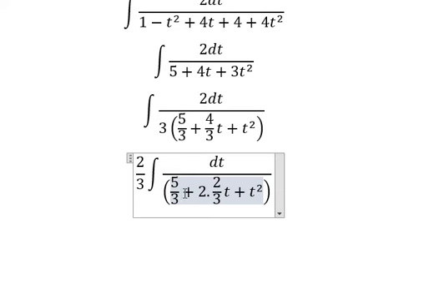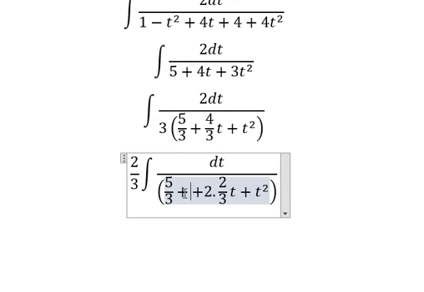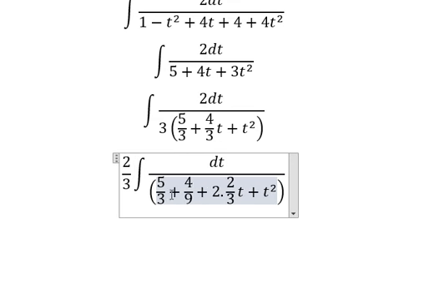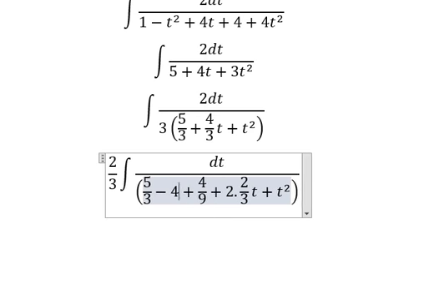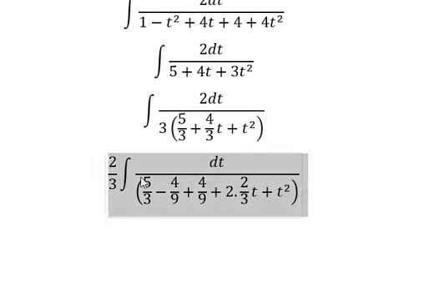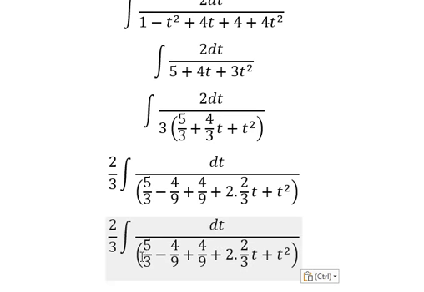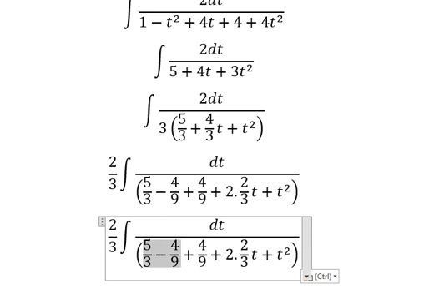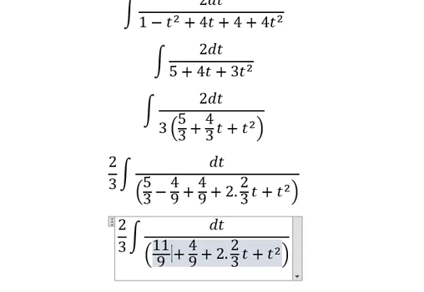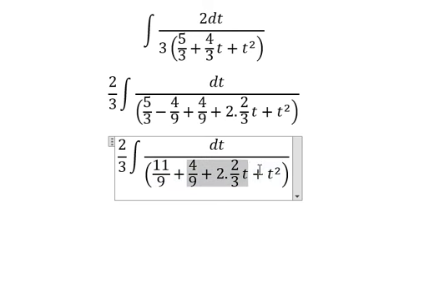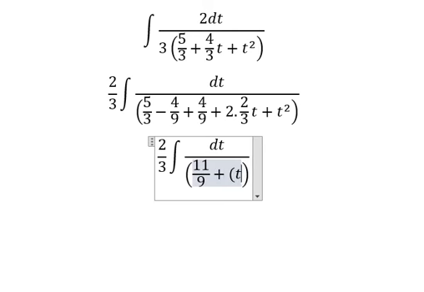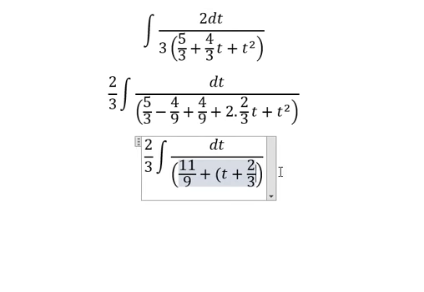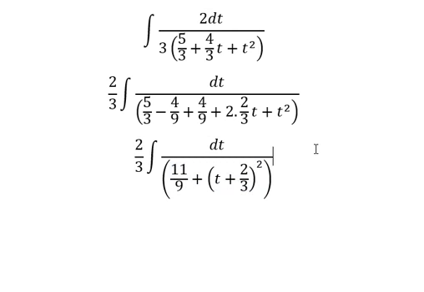So, in this situation, we need to have 4 over 9. Later that we minus 4 over 9 because I want to create an identity in here. So this one we have 11 over 9. And this one we have t plus 2 over 3 to the power of 2.